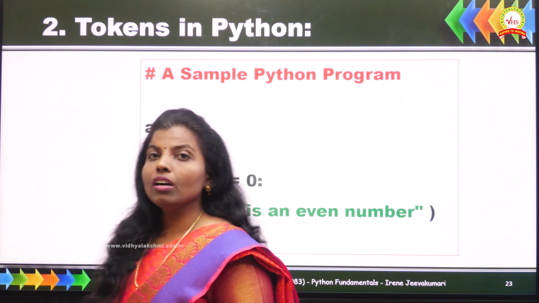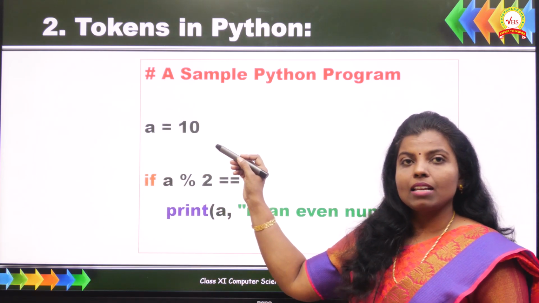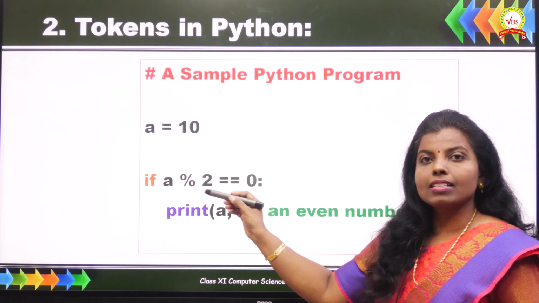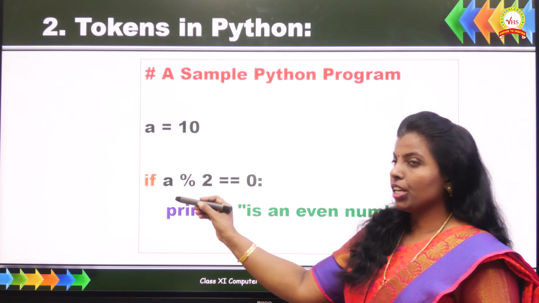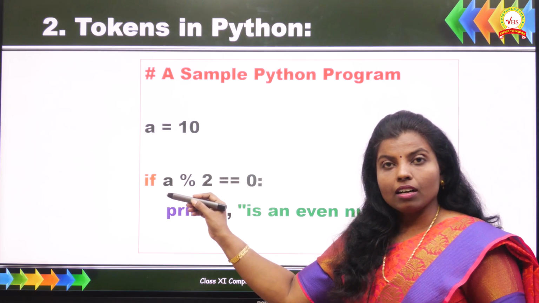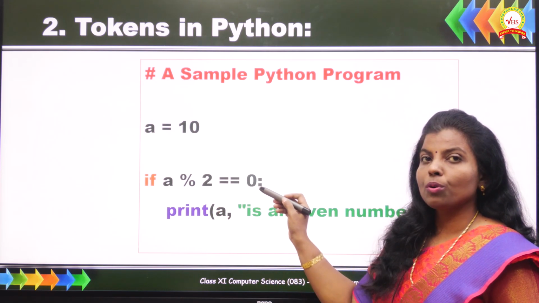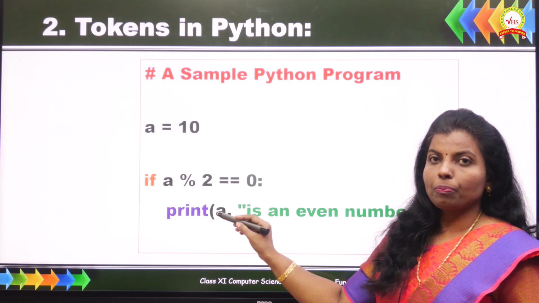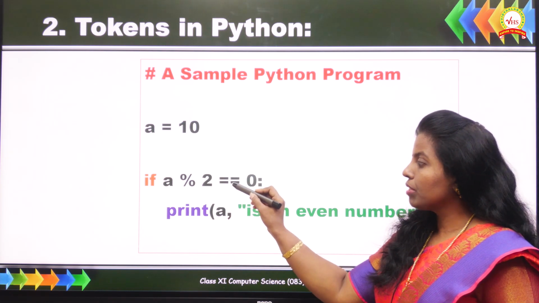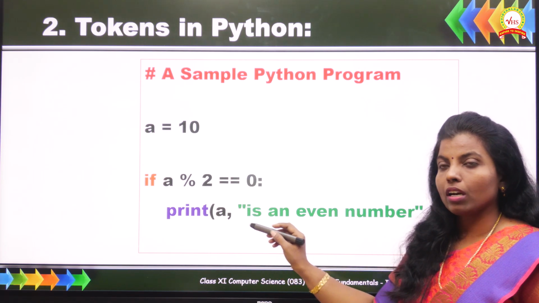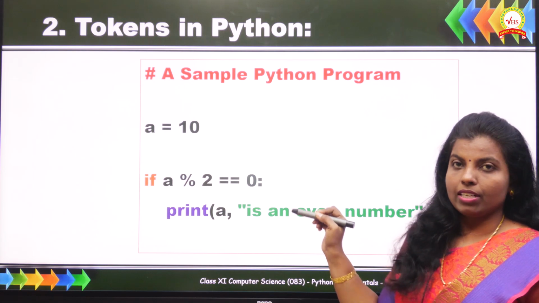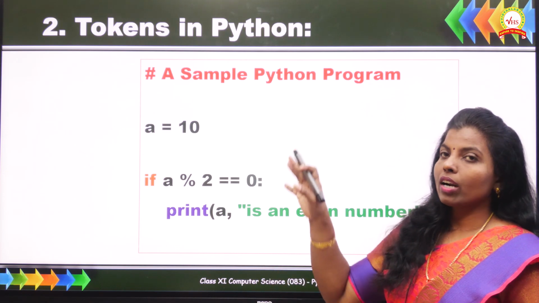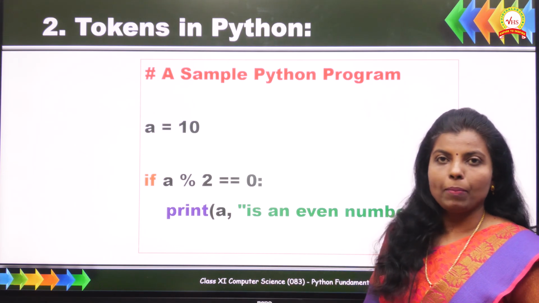Okay. Here the first statement is an assignment statement. The value 10 has been assigned to the variable A. The next statement is a conditional statement. Here we have used an if condition. This condition checks whether the number is divisible by 2 or not. If this condition becomes true, the true part will be executed. Here we have a print statement, so it will print the matter given here. So this is one sample Python program. Now we are going to see what tokens are present in it.